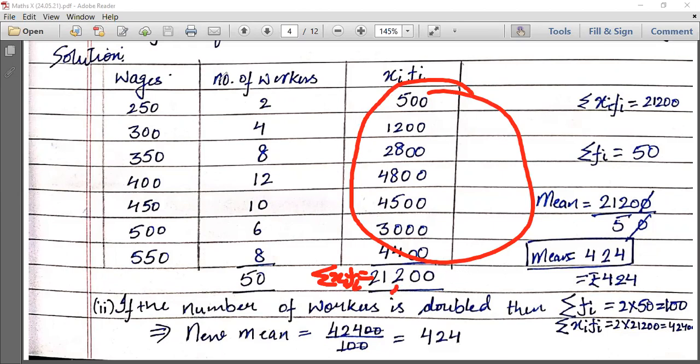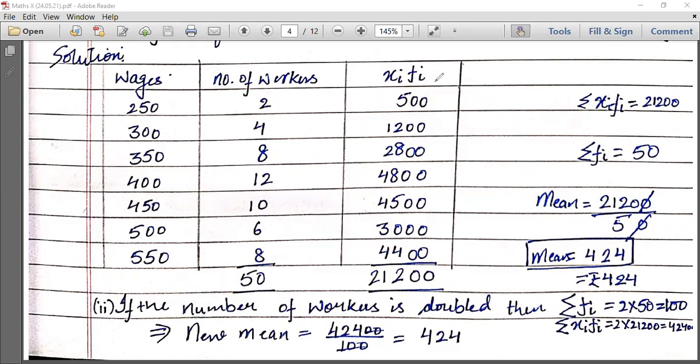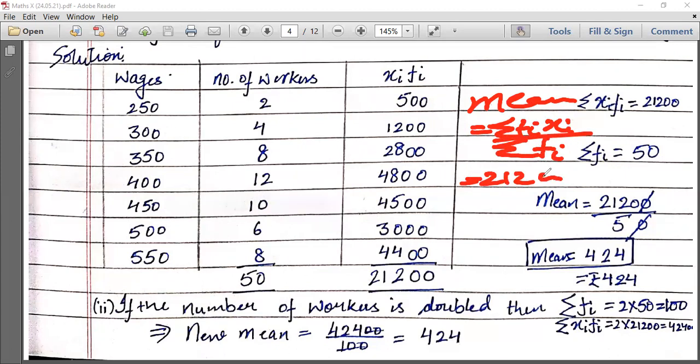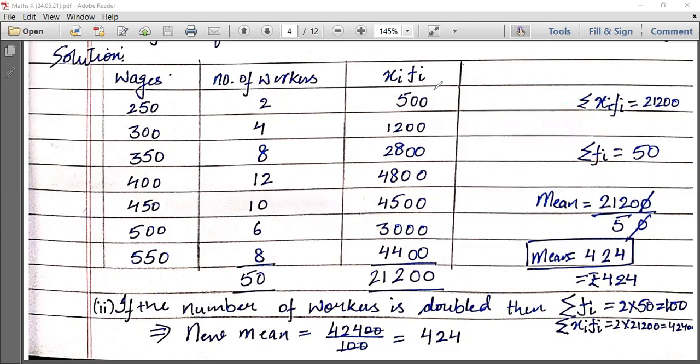21,200. Similarly, you have to add all the frequencies. After adding all the frequencies, you will get 50. Okay. So now you have summation xi fi and you have summation fi. The mean formula will be summation fi xi divided by summation fi. So here it is 21,200 divided by 50. Now children, just cancel 0 and 0. After simplification, your answer is 424. Is it clear, children?